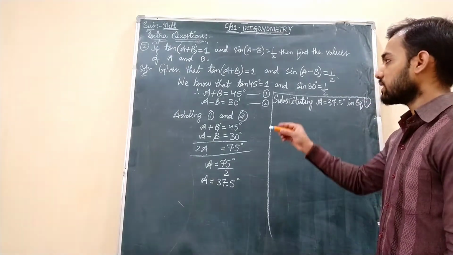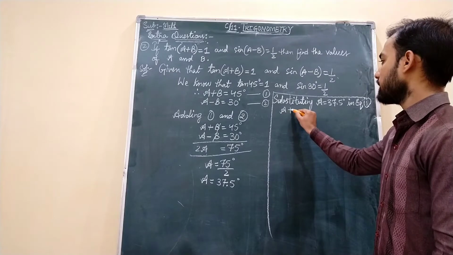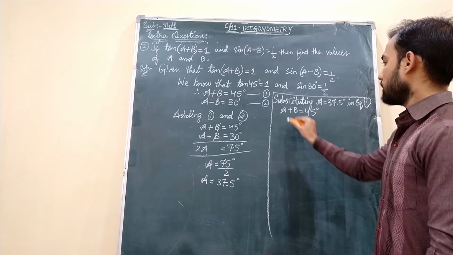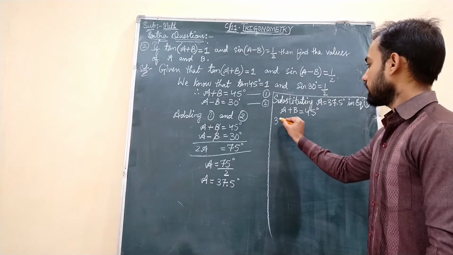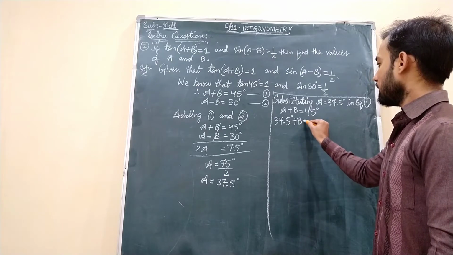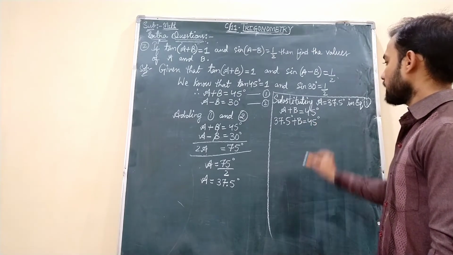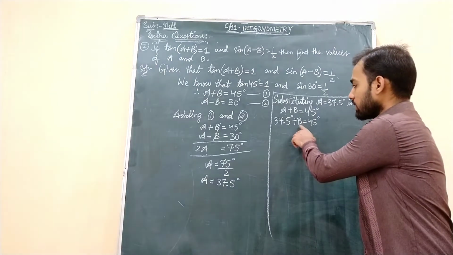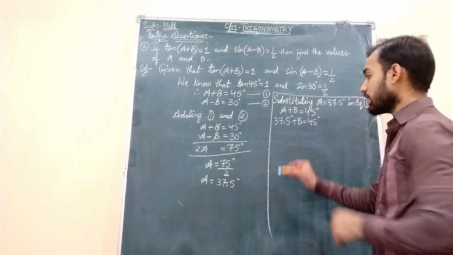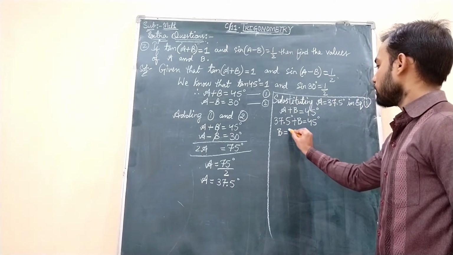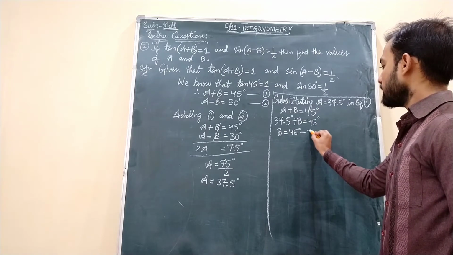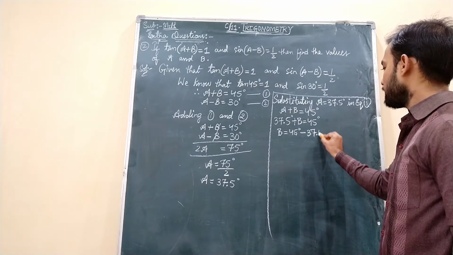Okay, so what is our first equation? First equation is a plus b equals 45 degree. In place of a, we have to substitute 37.5 degree plus b equals 45 degree. Students, as we have to find out the value of this b, so transposing this 37.5 from left to right side, we will get b equals 45 degree, which after transposing becomes minus 37.5 degree.